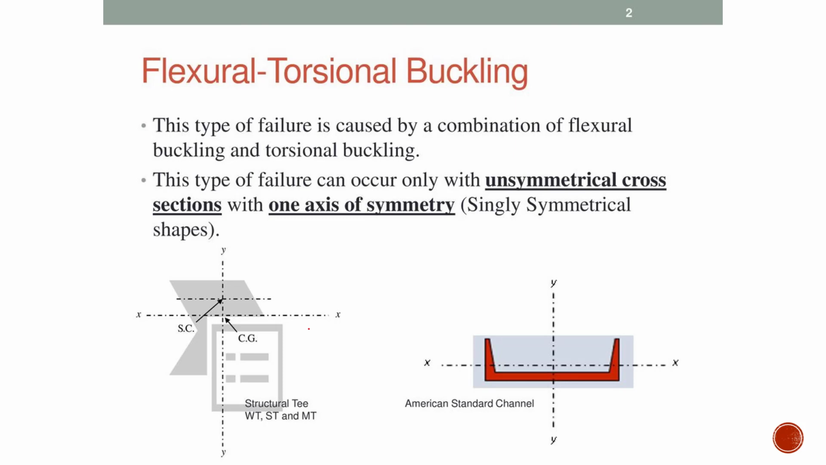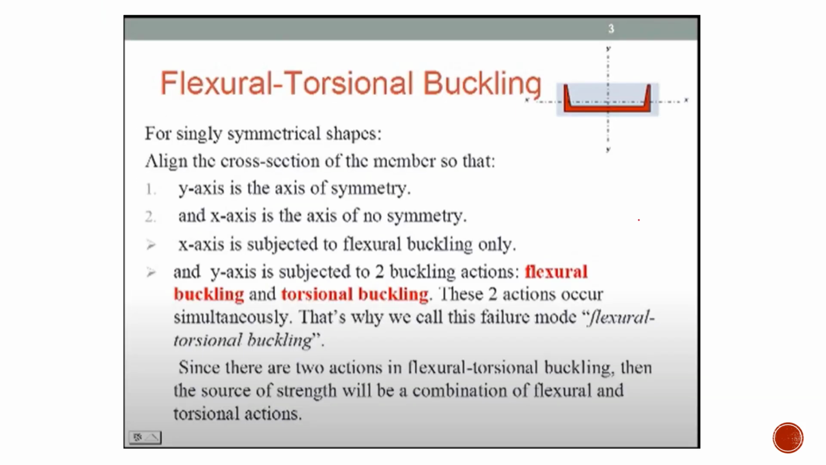Next comes an important topic, the flexural torsional buckling. This type of failure is caused by the combination of flexural buckling and torsional buckling. This type of failure can occur only with unsymmetrical cross sections with one axis of symmetry, a singly symmetrical shape. So we'll see in detail in the coming slide.